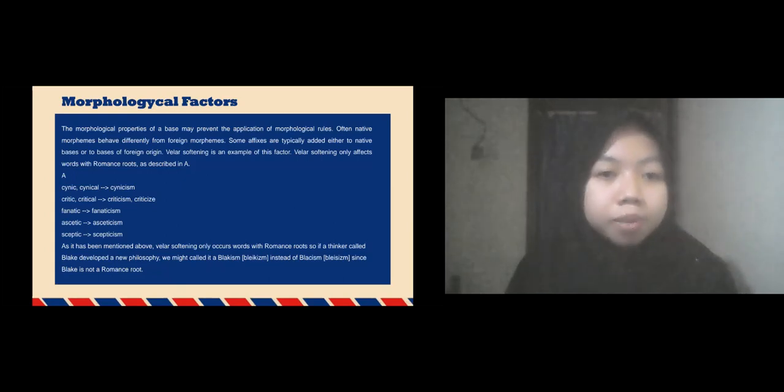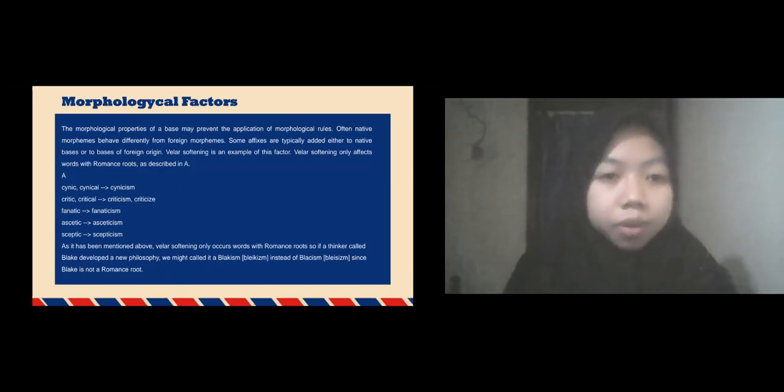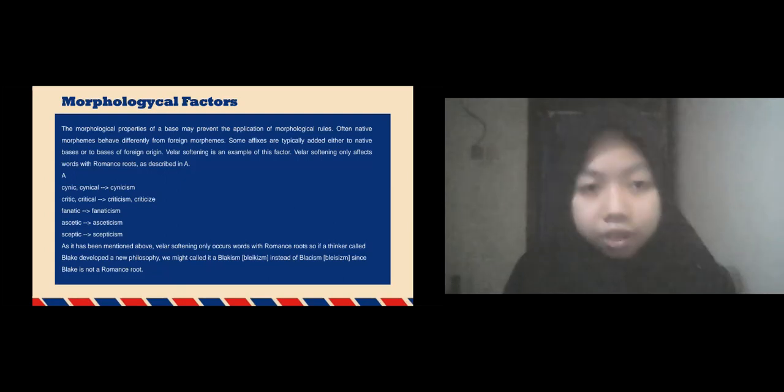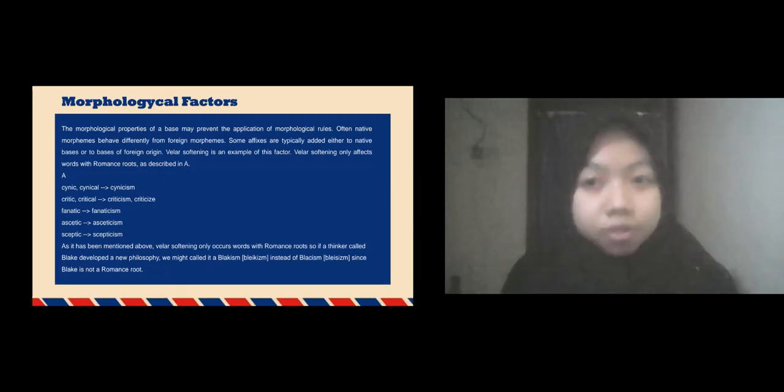As has been mentioned above, velar softening only occurs with Romance roots. So if a thinker called Black developed a new philosophy, we might call it Blackism instead of Blacism, since Black is not a Romance root.